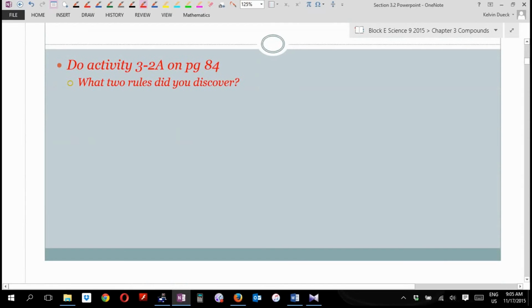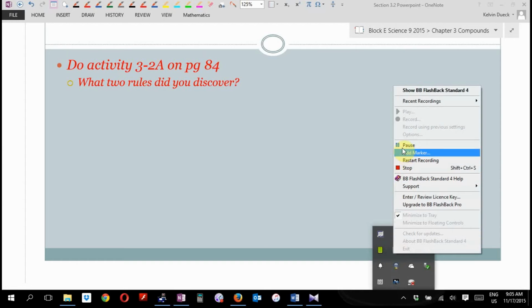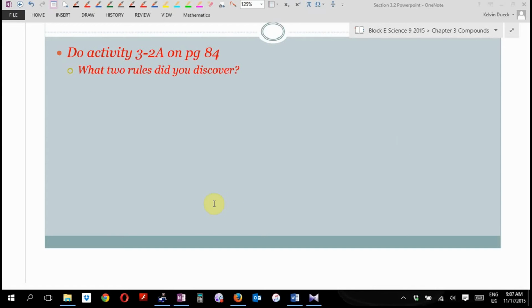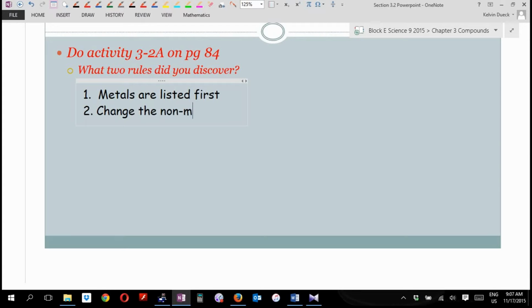It says do activity 3-2A on page 84. Don't bother opening, I have it here. I'm going to pause the video. Is there a spot where I left you room for where it says what two rules did you discover? Yeah. You know what? First rule, what comes first, Drew? No. And then the second one, change the non-metal ending to "ide."